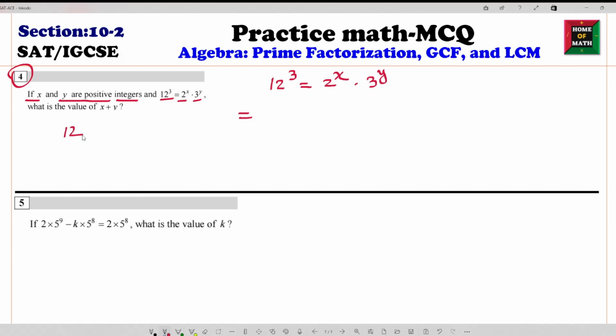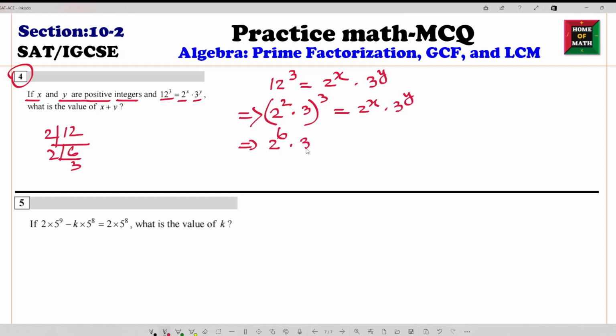So this 12 we can write using prime factorization. So 12, here is 6, 2, and here is 3. So we can write this one as 2 squared times 3, all cubed, equals 2 to the power x times 3 to the power y. So this one is 2 to the power 6 and this one is 3 cubed, equals 2 to the power x times 3 to the power y.